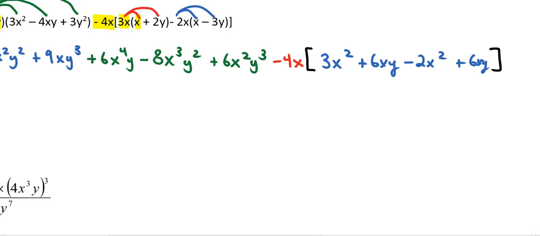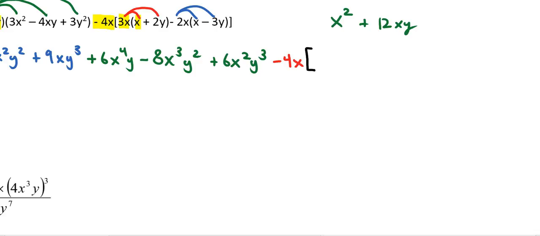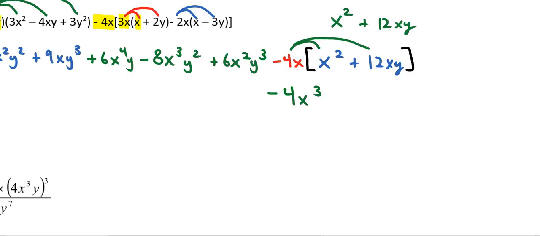Okay, and then I can combine this term and that term. So that's going to give me 3 minus 2 is going to be just 1, so 1x squared. And then if I combine that and that should give me a positive 12xy. Okay, so with that, I'm just going to delete all of this, and I'm going to insert this into the expression now. Just x squared plus 12xy, and then I'll close out the bracket, and then I'll distribute everything in here. So that will be negative 4x cubed minus 48x squared y.